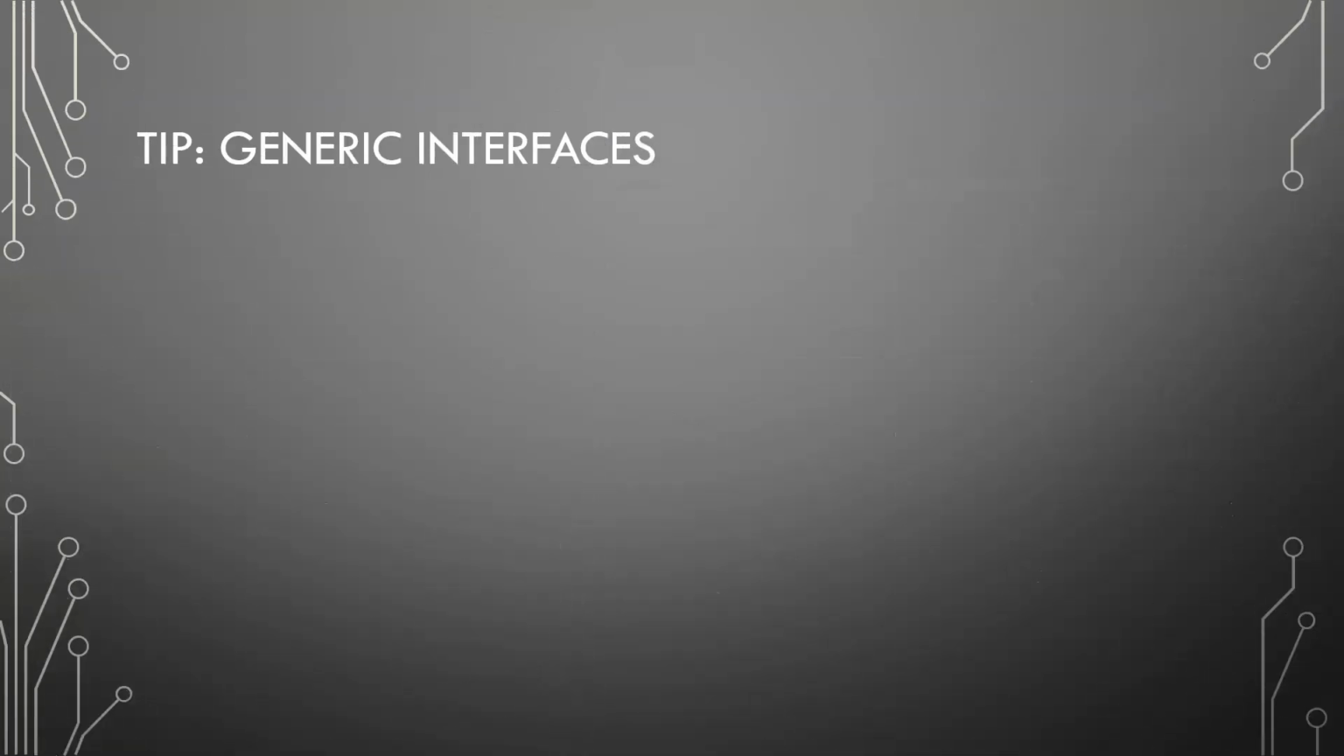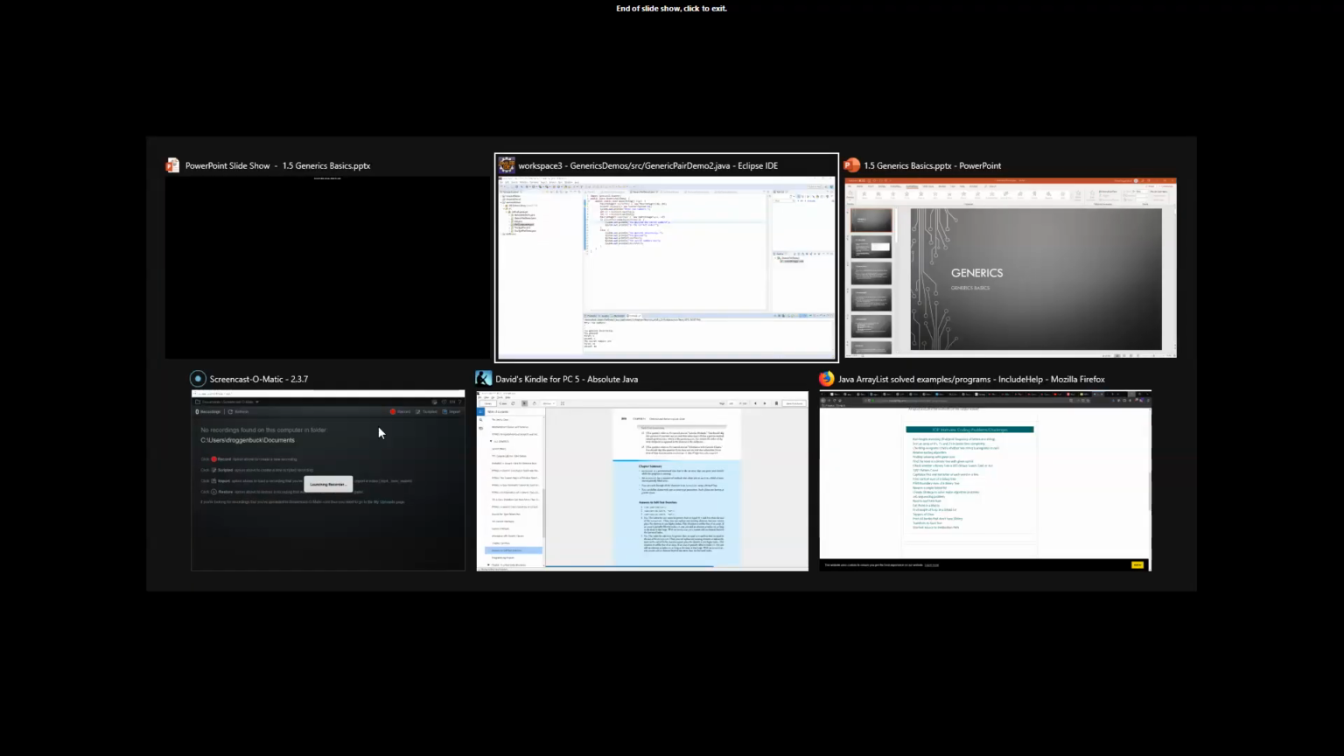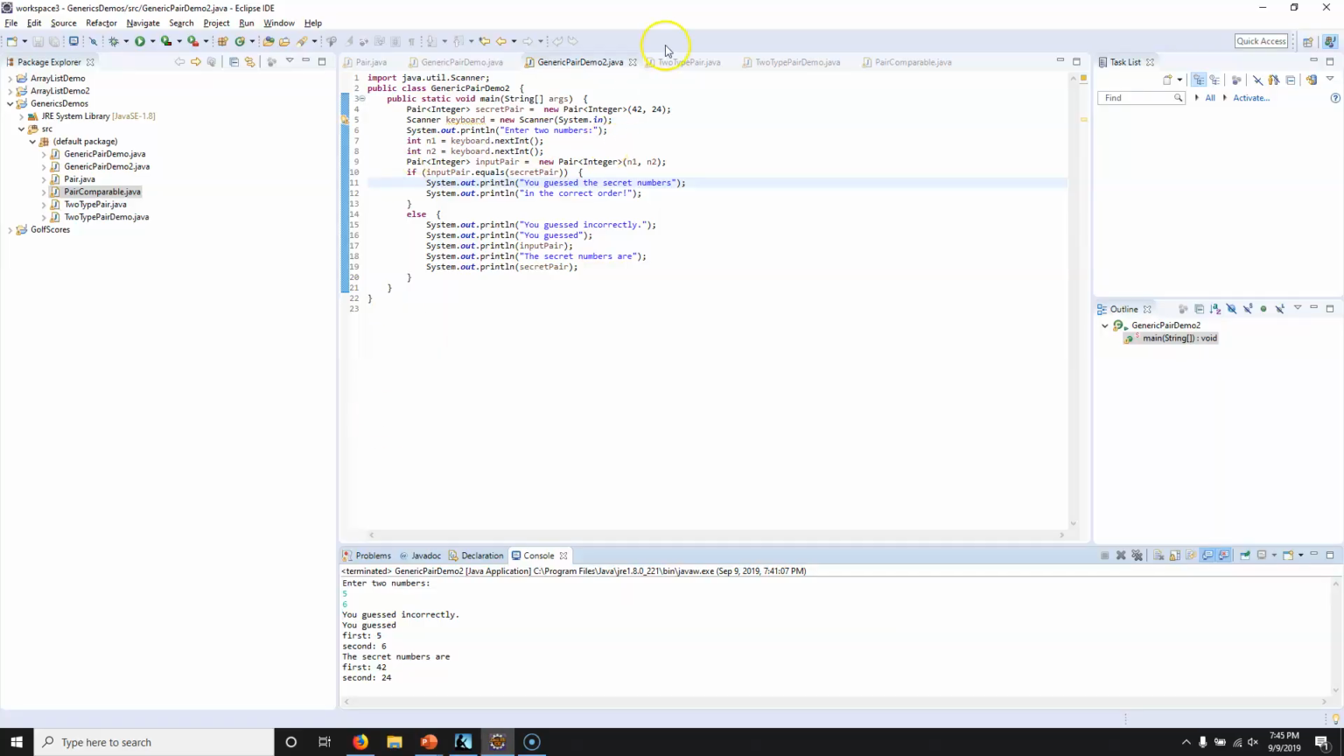All right, another quick tip for you is that of generic interfaces. An interface, of course, can have one or more type parameters. The details and notation are the same as they are for classes with type parameters. All right, and that's it on the notes part. Let's go ahead and look at some quick demos here.